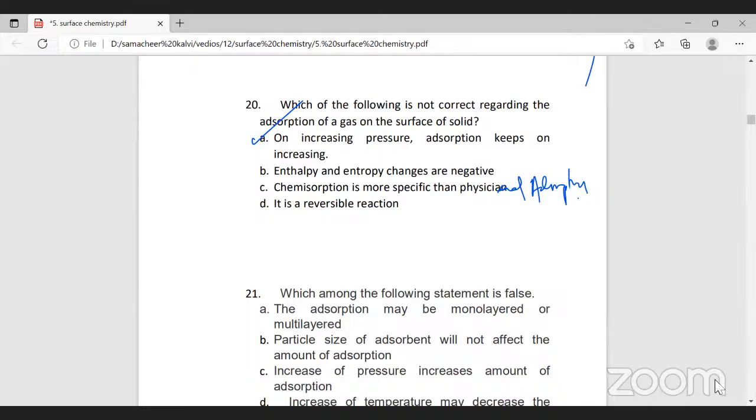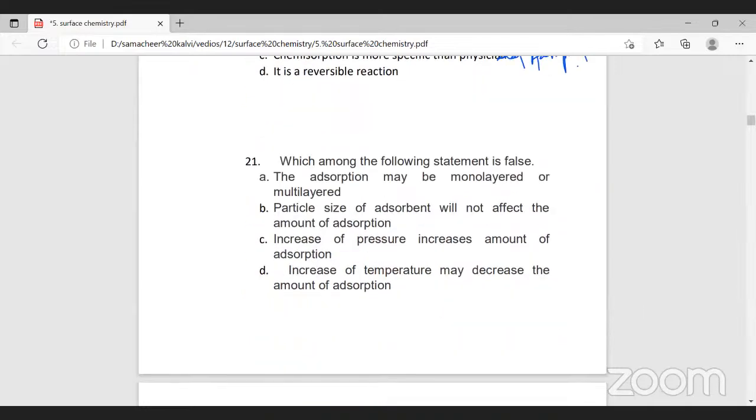The next question: which among the following statements is false? The adsorption may be monolayered or multilayered. True. Particle size of adsorbent will not affect the amount of adsorption. Increase of pressure increases the amount of adsorption. Increase of temperature may decrease the amount of adsorption. Correct. So, particle size of adsorbent will not affect the amount of adsorption.